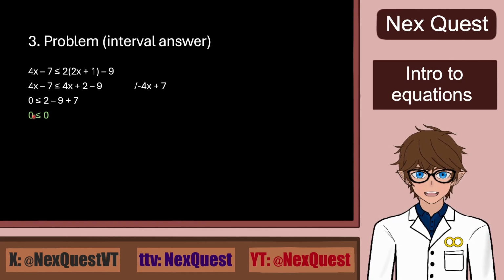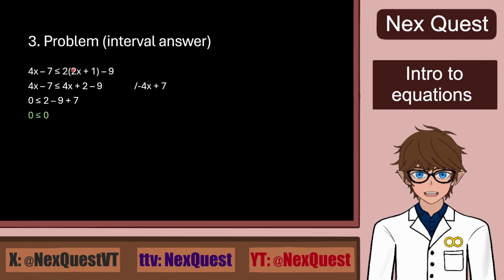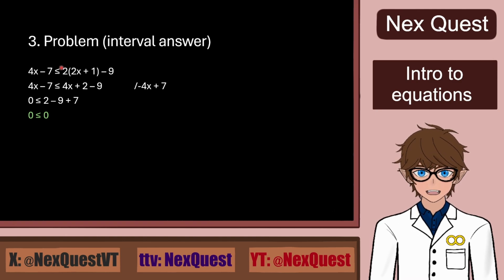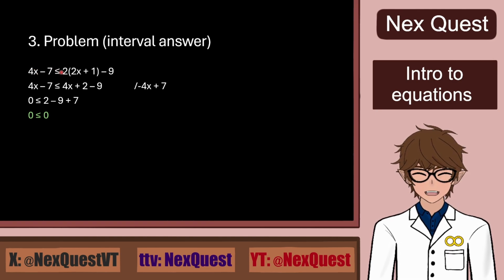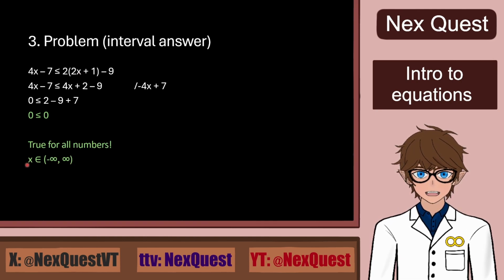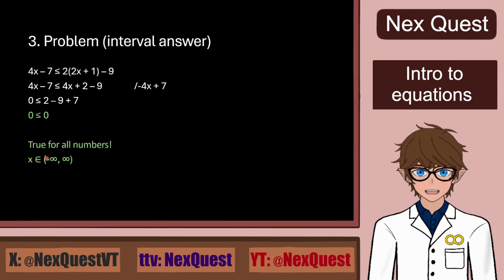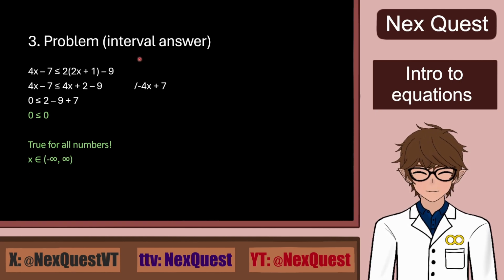Since this inequality is correct for any x, meaning that 0 is less than or equal to 0, any value we put in as x, this inequality would stand. So if I put in 0, if I put in 1, if I put in 2, if I put in 10,985, it will always give us 0 is less than or equal to 0. So it's true for all numbers, and the interval writing is x is an element of the interval from minus infinity to infinity, which is the final solution and the correct answer if you want the interval form for it.